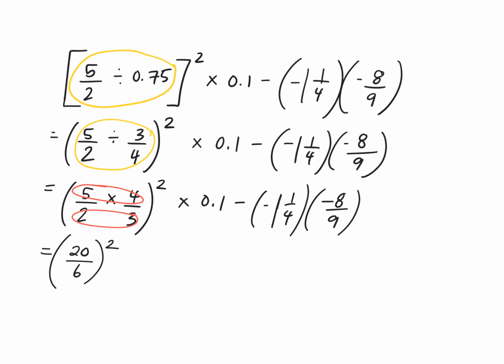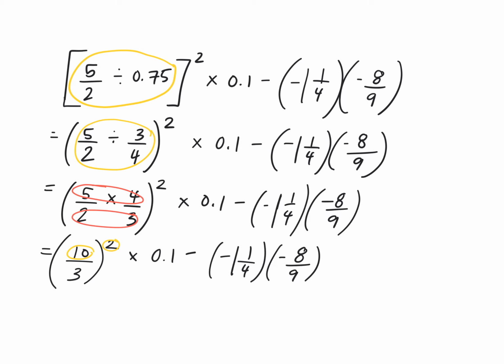20 over 6 in lowest terms would be 10 over 3. So we'll just do that. 10 over 3 and all of that to the power of 2. And again, we're going to write the rest of the sentence. So 10 over 3 to the power of 2, what does that mean? Okay, so it's everything inside the bracket to the power of 2.